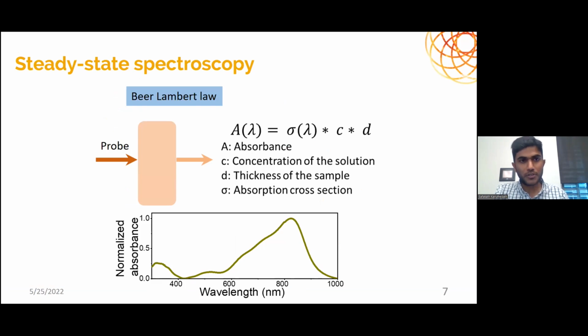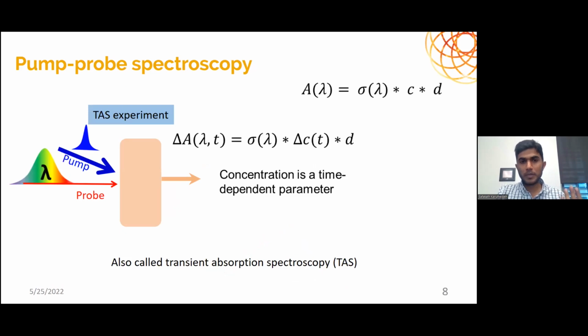Before that, I want to show you steady state spectroscopy. It basically measures the molecules absorbing in the ground state. But in transient absorption spectroscopy, also called pump-probe spectroscopy, we measure the absorption of excited state species instead of ground states. That's why we call it pump-probe spectroscopy: we pump with light and excite the ground state to an excited state, then send a white light to probe the excited state. These excited states are transient species, and that's why this is also called transient absorption spectroscopy.